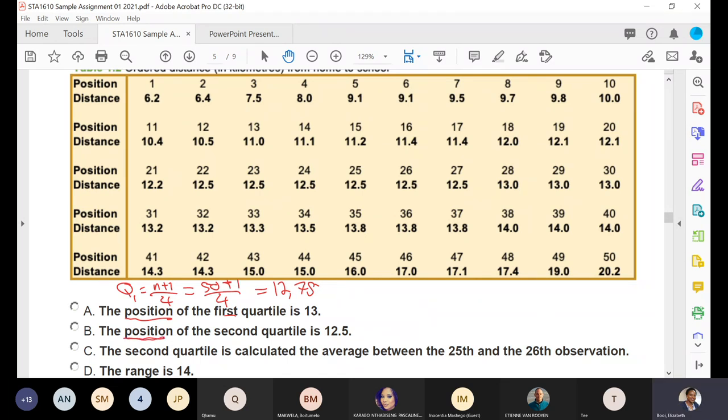Number B says we need to find the position of the second quartile. Finding the position of the second quartile, quartile 2, we use n plus 1 divided by 2. 50 plus 1 divided by 2, what do you get? 25.5. And this says 12.5. So that is incorrect.